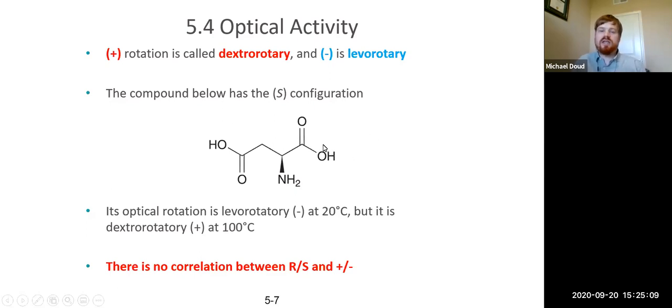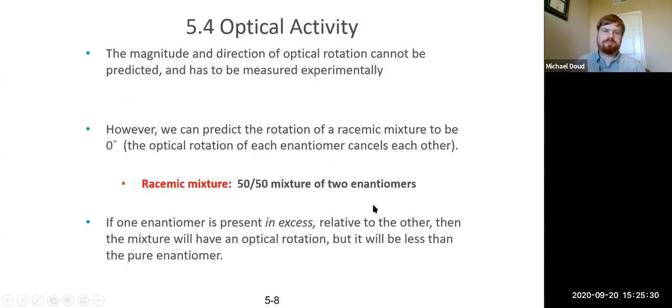And just to emphasize here, this is an S configured compound. Its optical rotation is negative, so it'd be levo-rotary at 20 degrees Celsius, but it's actually positive at 100 degrees Celsius. So if you change the temperature, it goes from levo to dextro-rotary. So just keep that in mind. Again, R and S, plus and minus, there's no correlation there. We don't have any way of predicting the optical activity. You just have to measure it experimentally.